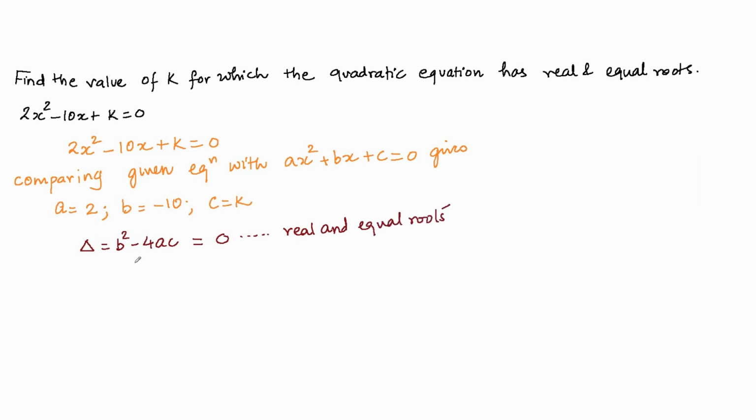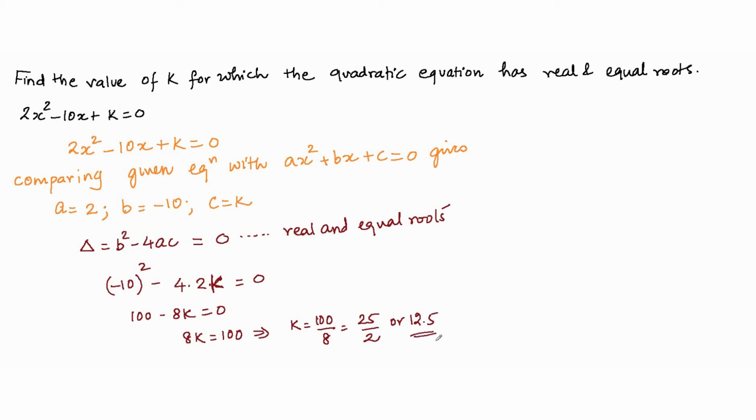So now I can substitute the values of a, b and c. B is minus 10. So minus 10 the whole square minus 4 into a into c, that's k, is equal to 0. So 100 minus 8k is equal to 0. Solving this, I get 8k equals 100, which means k equals 100 divided by 8, which can be written as 25 by 2 or 12.5. So the value of k for which this quadratic equation will have real and equal roots is 25 by 2. The concept used here was again the discriminant should be equal to 0 for real and equal roots, and I found the value of discriminant and then I found the value of k. So pausing for a couple of seconds before moving on to the next one.